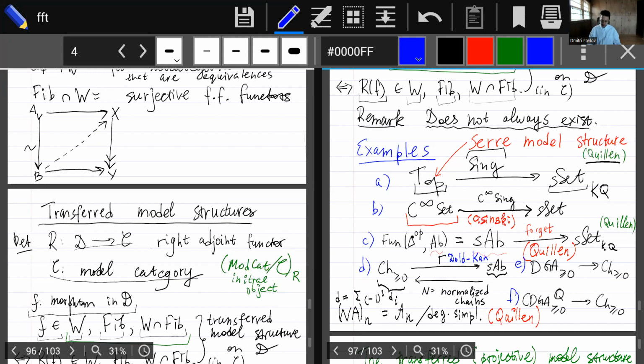So these considerations, part C and part D together, induce a model structure on chain complexes. This is known as the projective model structure on chain complexes.